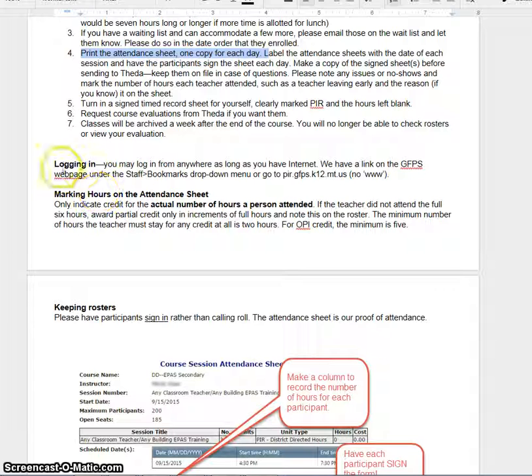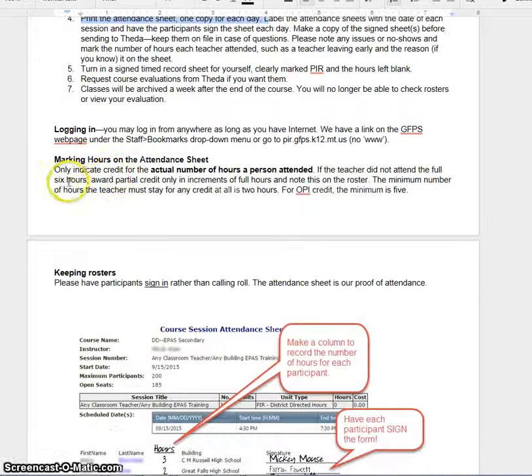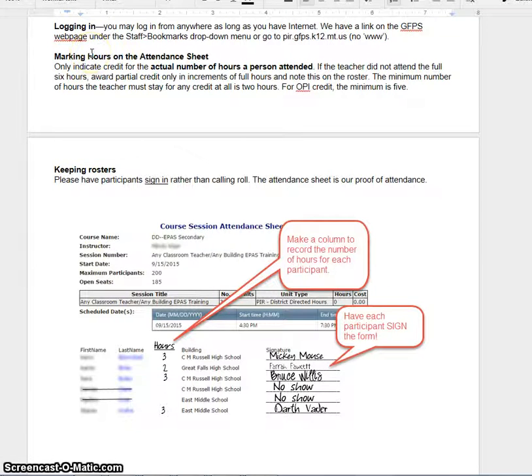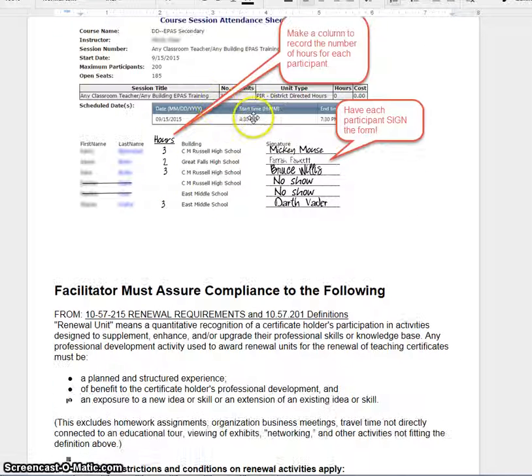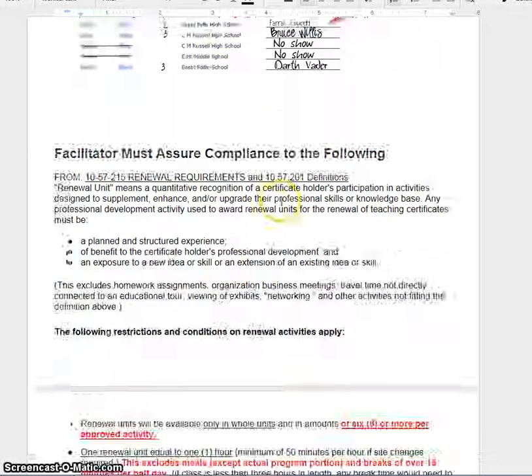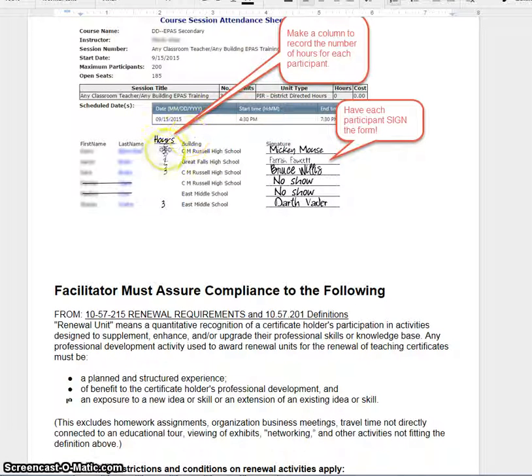All right, logging in. These are all different things that are covered on other videos. Keeping your rosters, again, just look at this document. It gives you pretty straightforward information on how to do these things. You're putting the number of hours that they've attended here. Just create your own column, and in the future we'll have our own column.